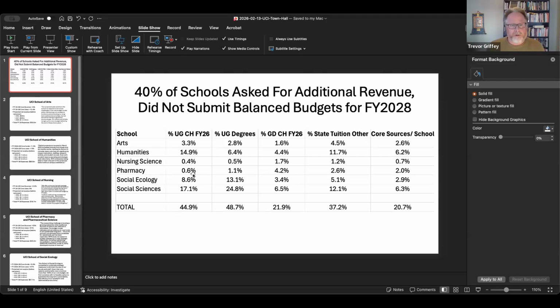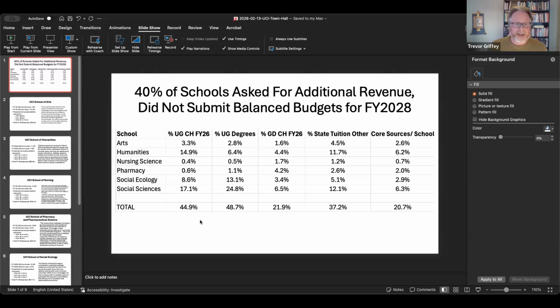This is the undergraduate credit hours. This is undergraduate degrees. This is graduate credit hours. This is the percent state tuition and other that they receive as a percent going to all schools. So not all state tuition and the other category go to schools, but of the percentage that do, this is what it looks like. And then this is the percentage of core sources. So core supposedly being what pays for the majority of teaching, though as both George and Chris have indicated, sometimes the core, non-core definitions bleed together.